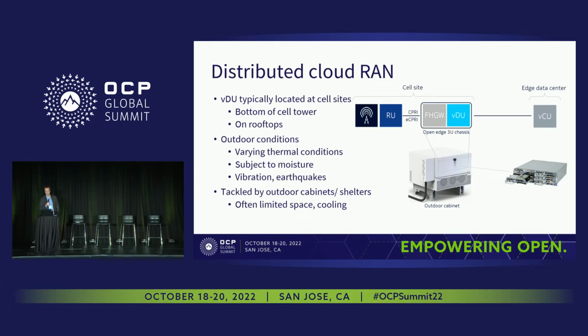And in this case, the outdoor conditions are quite challenging, typically, when we are in an outdoor deployment. There can be varying thermal conditions because of sun or very low temperatures, for example, in Finland. It's also subject to moisture, rain, and hurricanes, and there could be some vibration and earthquakes in these kinds of locations. And this is normally tackled by an outdoor cabinet.